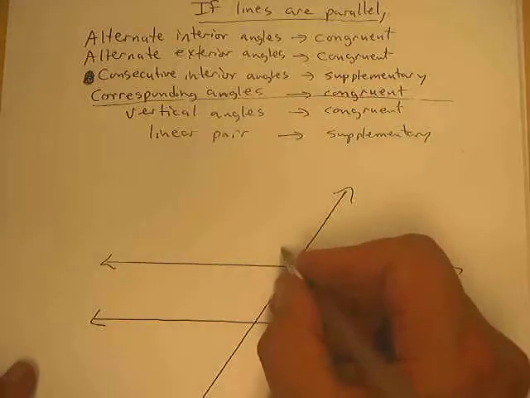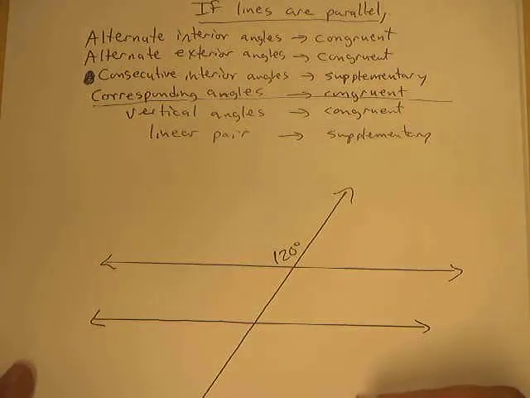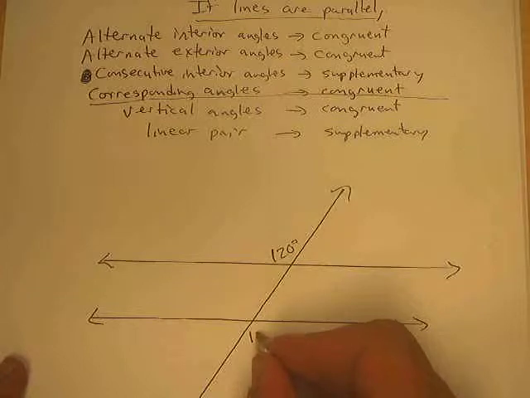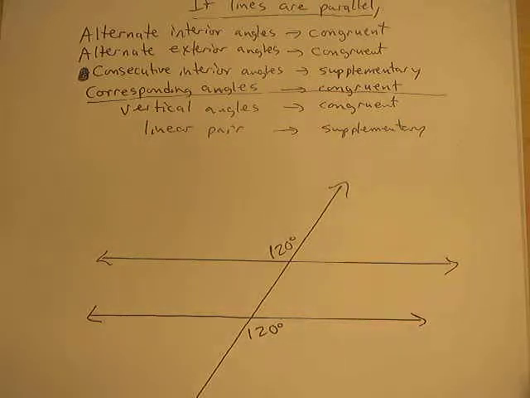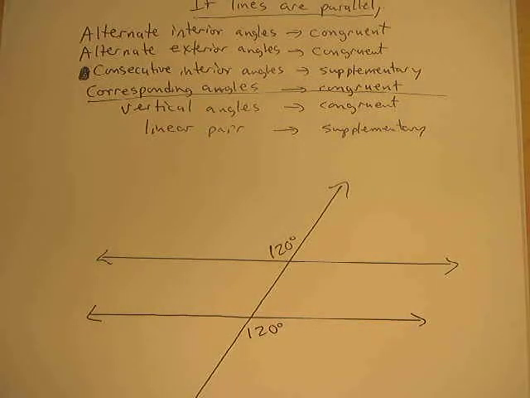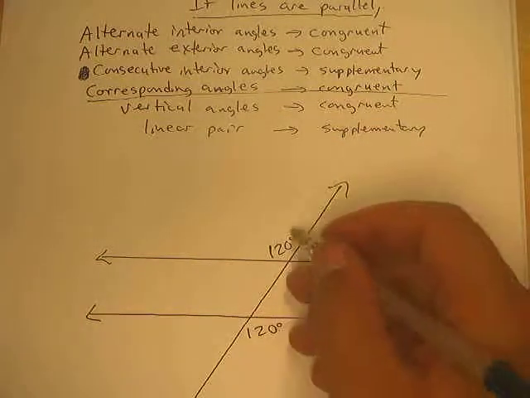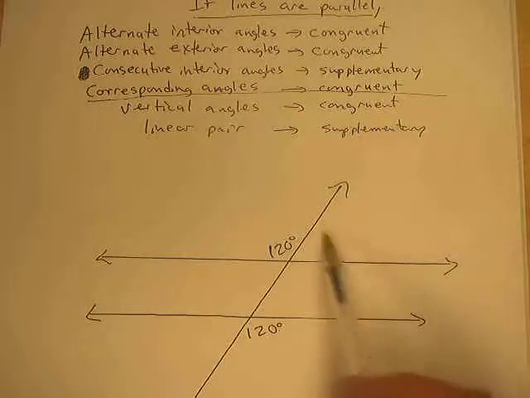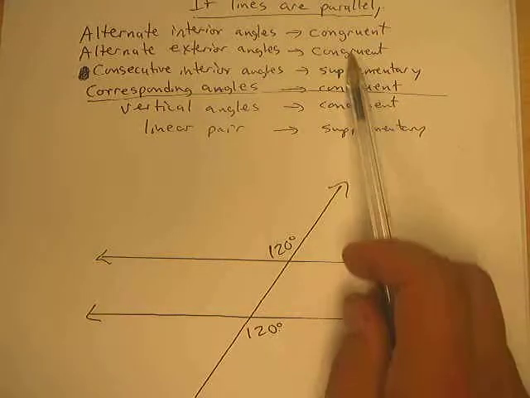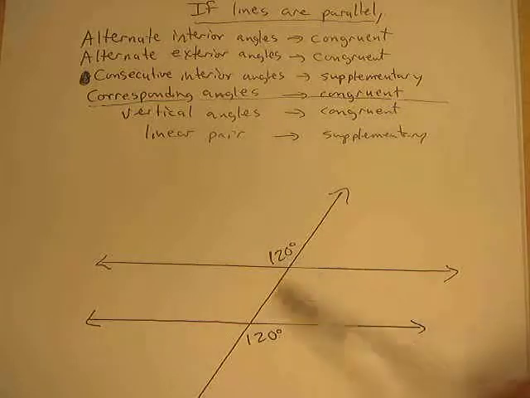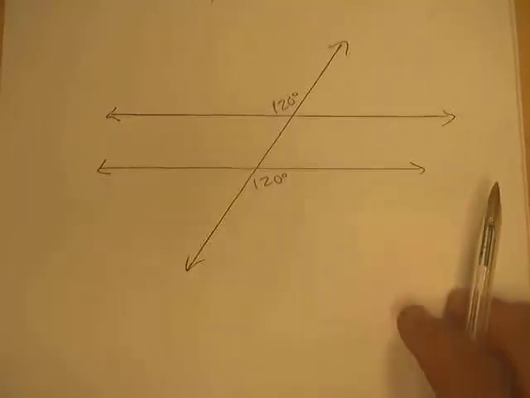All right, so let's say this is 120 degrees and this is 120 degrees. Okay, so the question is, are the lines parallel? Could we prove that the lines are parallel? Okay, well, what type of angles are these? These are exterior angles. Okay, and we know alternate exterior angles are congruent when the lines are parallel. So they're congruent. That means the lines have to be parallel, right?